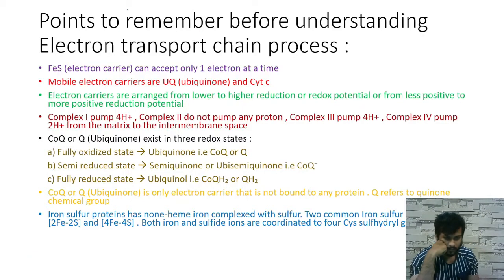Complex 1 pumps 4 hydrogen ions. Complex 2 does not pump any protons. Complex 3 pumps 4 protons. Complex 4 pumps 2 protons from the matrix to the intermembrane space.